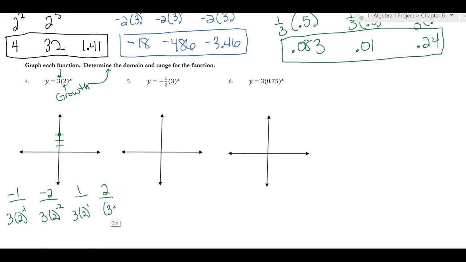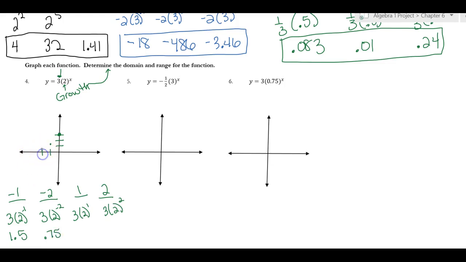3 times 2 squared. Okay, so let's see what we have with all those. And so we get 1.5. So -1 and 1.5 is right about here. And then we're going to do -2. And that's 0.75.